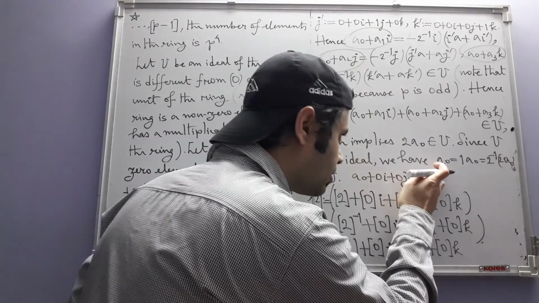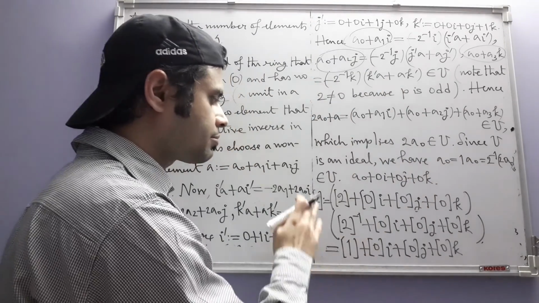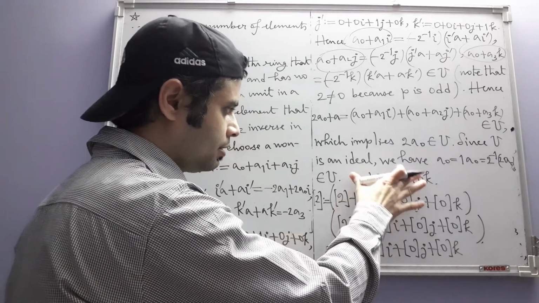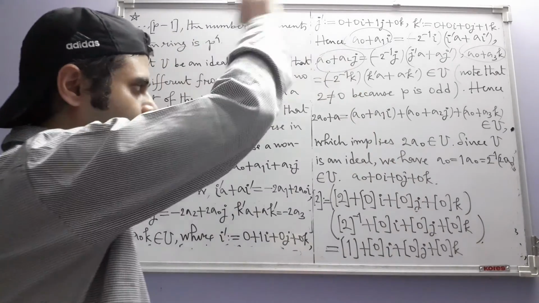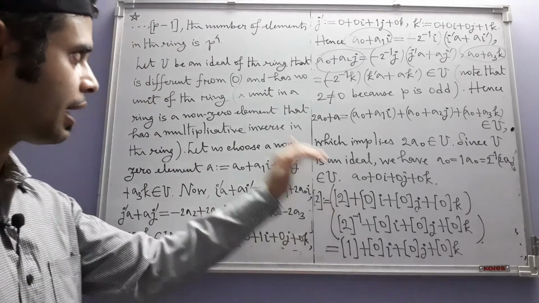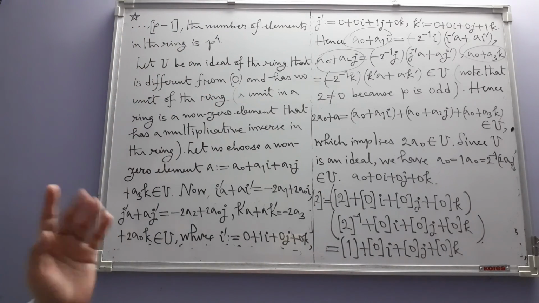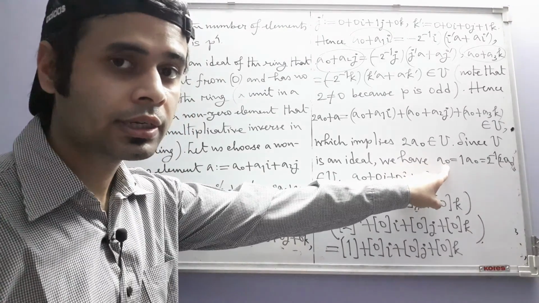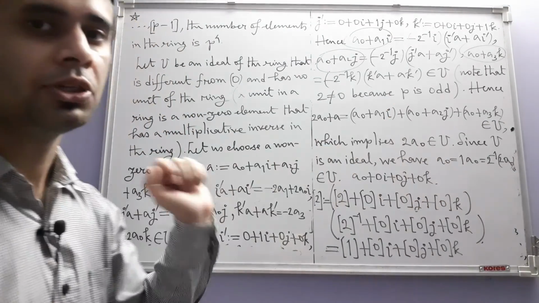So any non-zero element we consider in the field as an element in the bigger ring, it is a unit, but our ideal does not contain any unit. So that means this a0 cannot be non-zero, it has to be equal to 0.